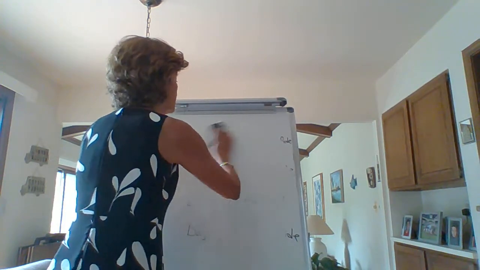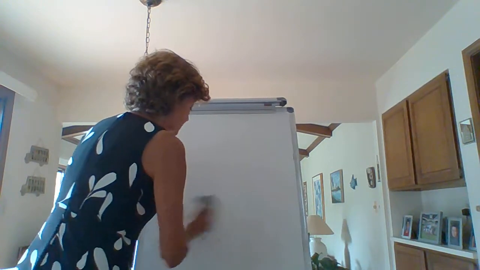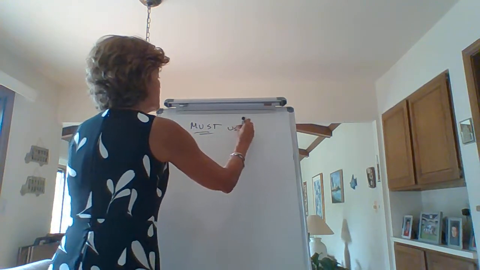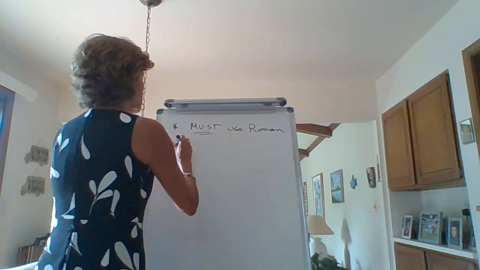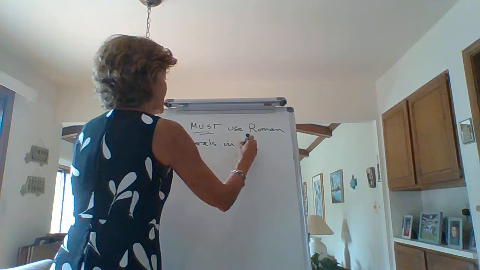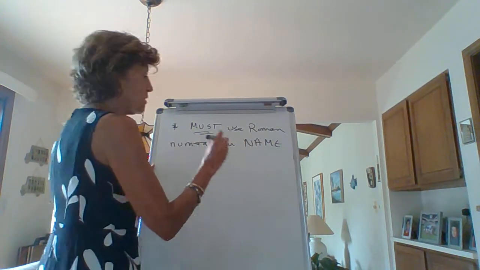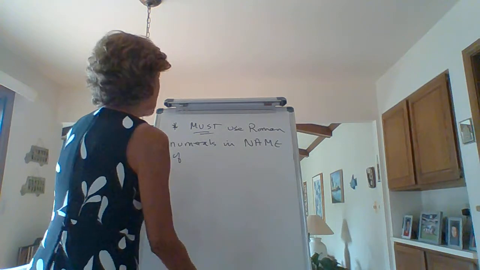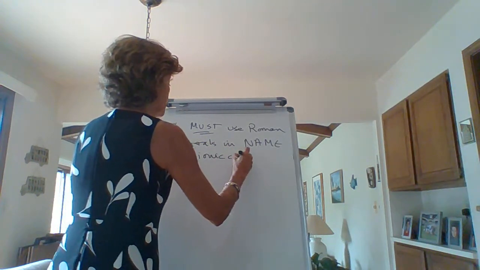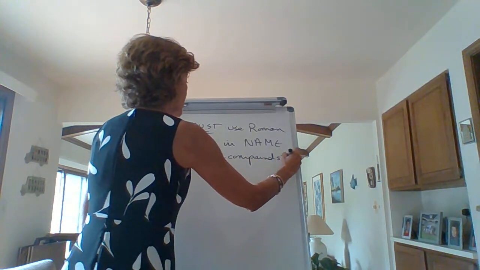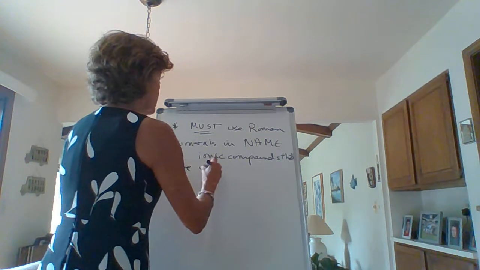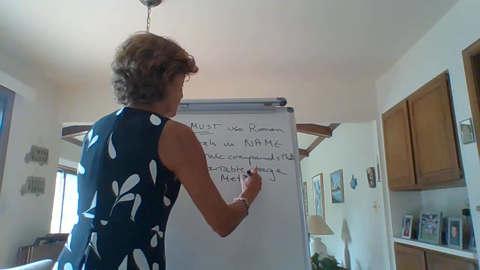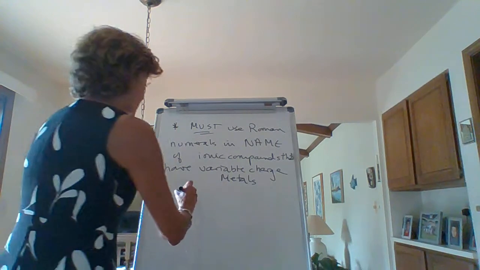So when you have a formula and you have to figure out the name of the ionic compound, don't forget you must use Roman numerals in the name, not the formula, the name of ionic compounds that have variable charge metals. Okay? So let's say I have this.